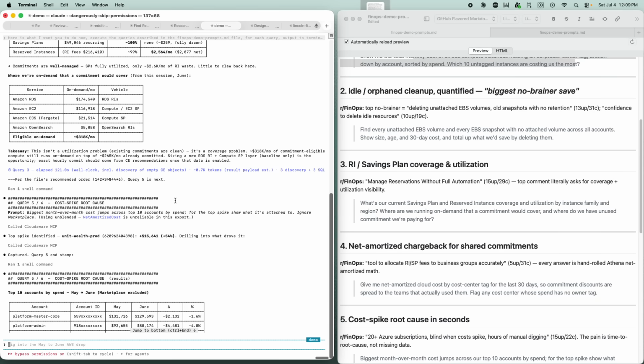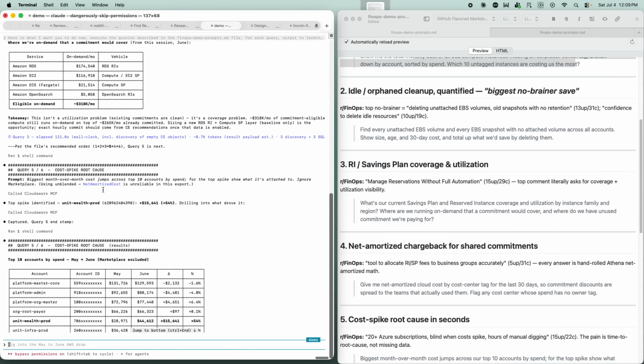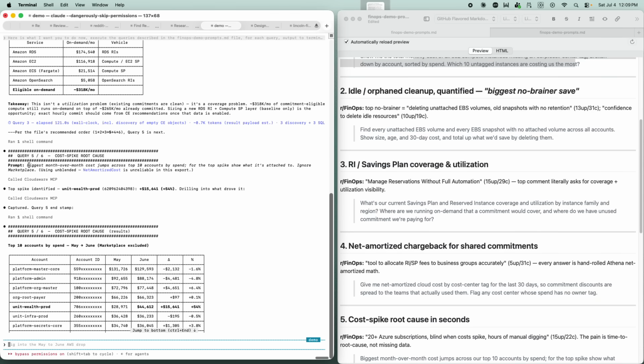Okay, let's move on to the fifth query, which is biggest month over month cost jumps across top 10 accounts by spend. For the top spike, show what it's attached to, ignore marketplace. I think ignore marketplace, I've edited that myself. Just because, yeah, why not?